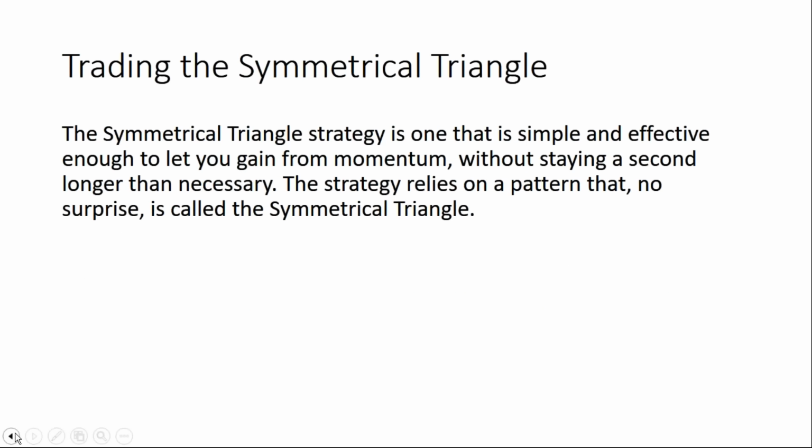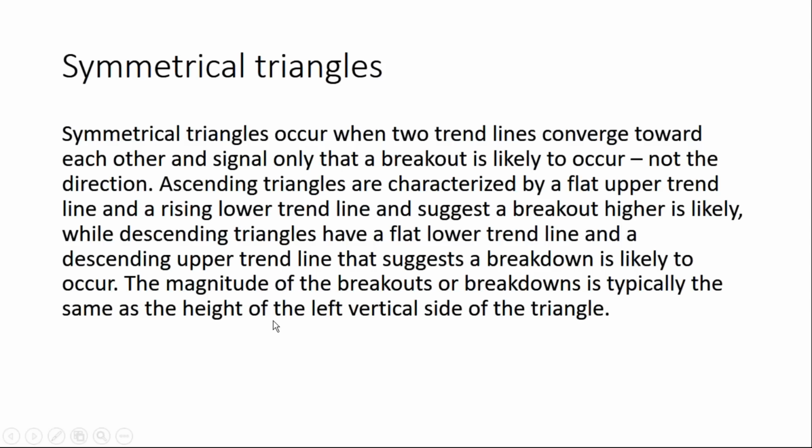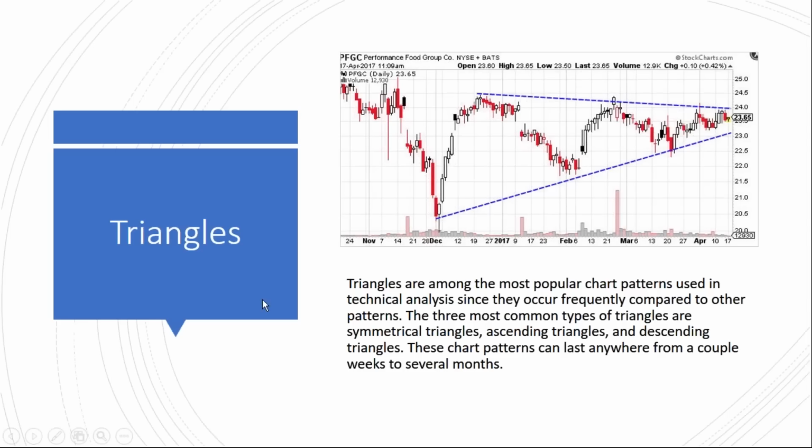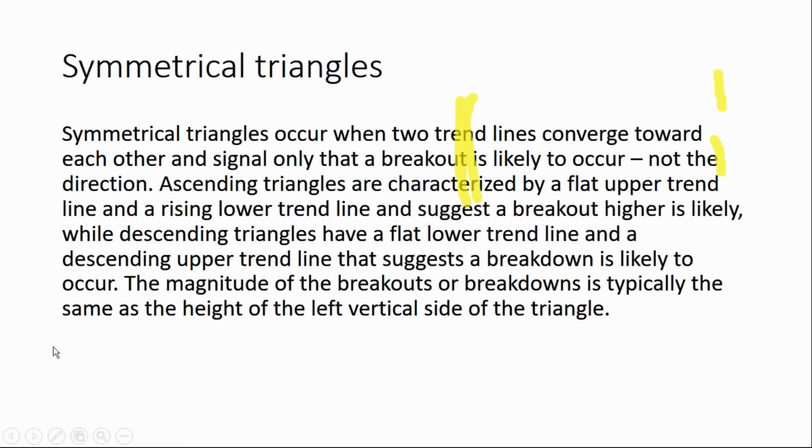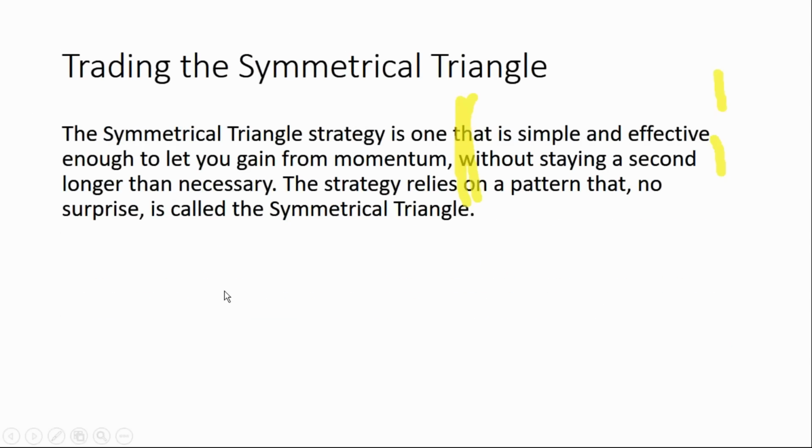Now, the magnitude of a breakout or breakdown is typically the same as the height of the left vertical side of the triangle. So in other words, when you see this is the left vertical side, so this is the magnitude. So when we have the actual breakout or the breakdown, we would expect it to equal that point.